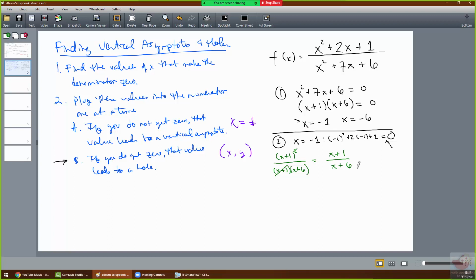With that hole filled in, what you do is reevaluate it now, in this case at x equals -1. So I'm going to put -1 into the numerator and -1 into the denominator. Upstairs, -1 plus 1 is 0. Downstairs, -1 plus 6 is 5. 0 over 5 is 0. Which means our hole is at (-1, 0).